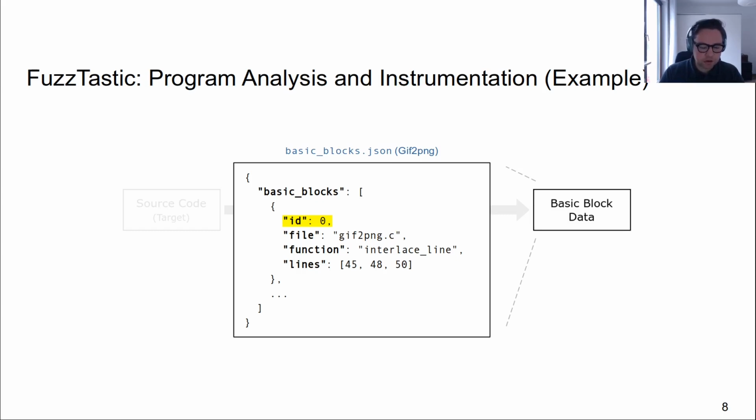For each basic block, we assign a unique ID. We also store the file and the function in which the basic block is located, as well as the line numbers that were covered by the basic block.